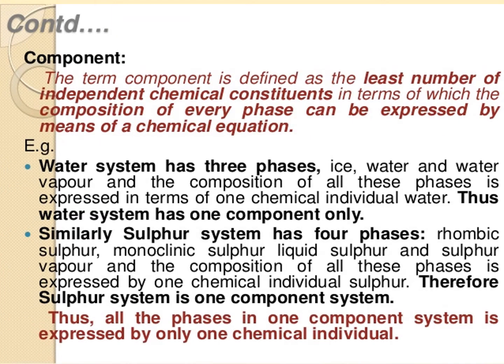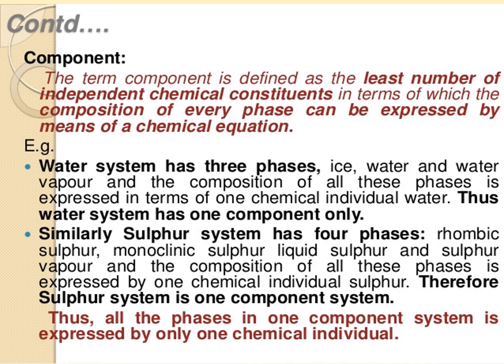Okay. So next one is component. What is a component? The term component is defined as the least number of independent chemical constituents in terms of which the composition of every phase can be expressed by means of a chemical equation. Example, the water system has three phases, that is ice, water and water vapor, and the composition of all these phases is expressed in terms of one chemical individual, water. Thus the water system has one component only, that is H2O.